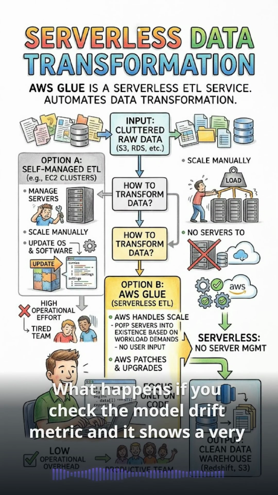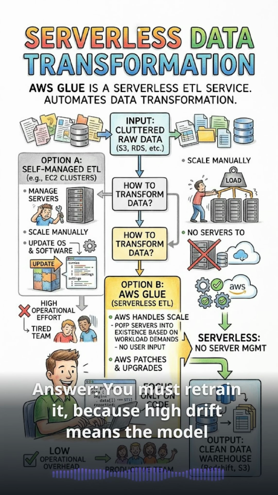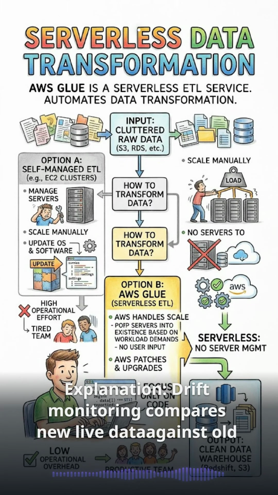19. What happens if you check the model drift metric and it shows a very high warning number? You must retrain it, because high drift means the model answers are getting worse over time. Drift monitoring compares new live data against old training data, telling you exactly when to act.